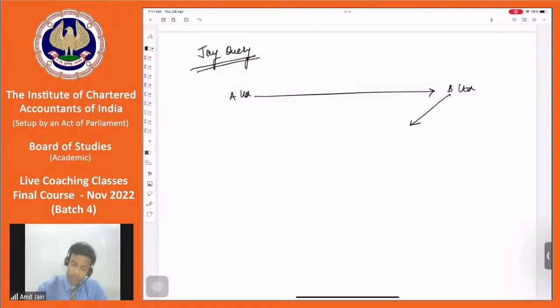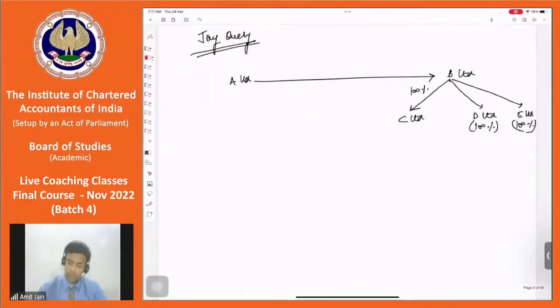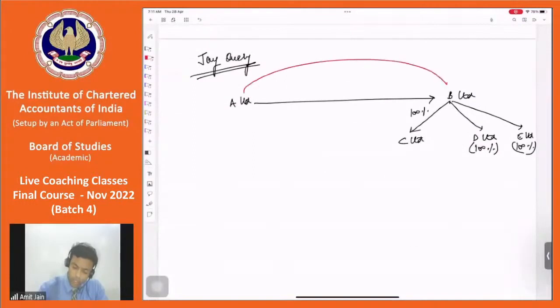B has multiple 100% subsidiaries like C Limited, D Limited, and E Limited. Right, all these are wholly owned subsidiaries. And A has acquired, in this transaction, C Limited at a purchase consideration of 100 crores.